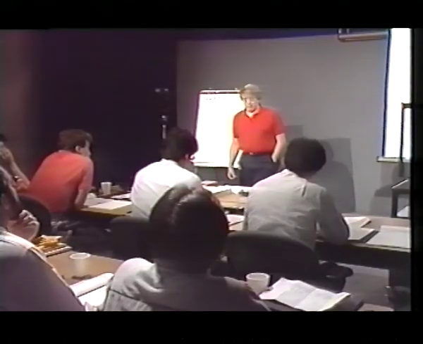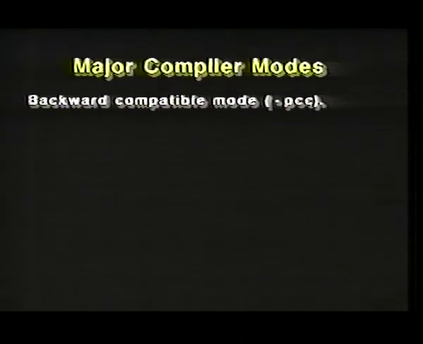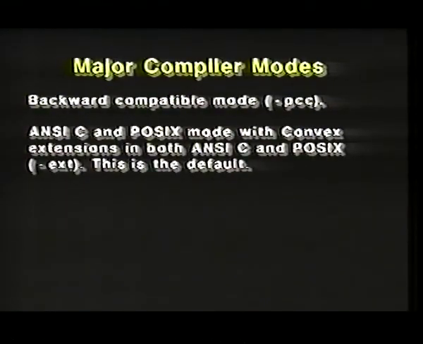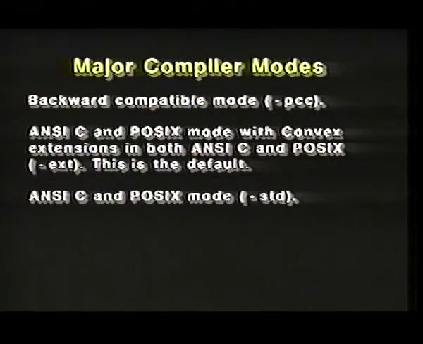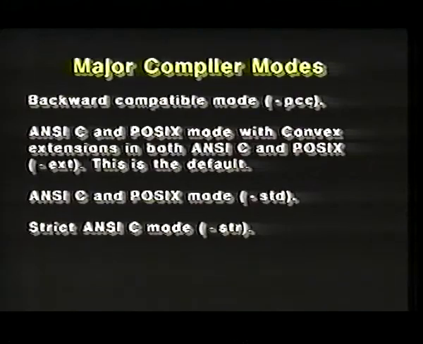Major compilation modes. There are four. First is backward compatibility mode. You use the flag -PCC, and this refers to the portable C compiler language definition, which is probably what most customer codes were compiled with. Default mode, which is -ext, is ANSI C, POSIX, with Convex extensions in both ANSI C and POSIX. Such things as long ints, which we added to the language, will be supported in ANSI mode. Third mode is ANSI C and POSIX, which is denoted as STD for standards. And the last mode is STR, which is strict ANSI C mode.